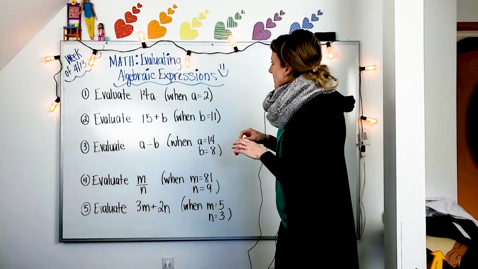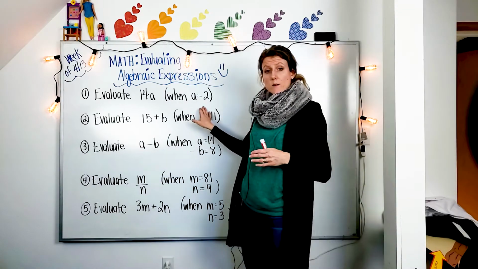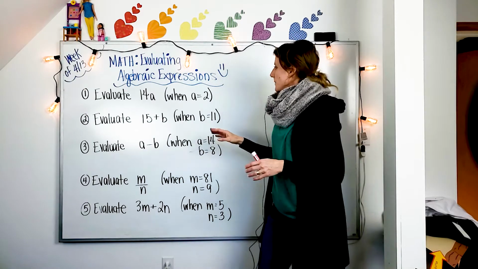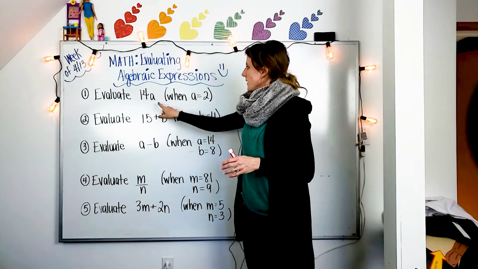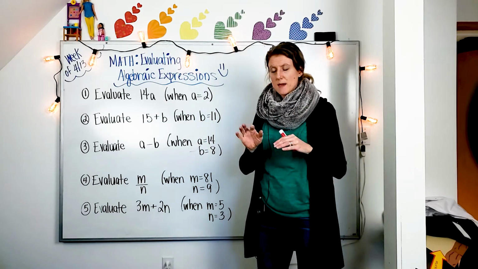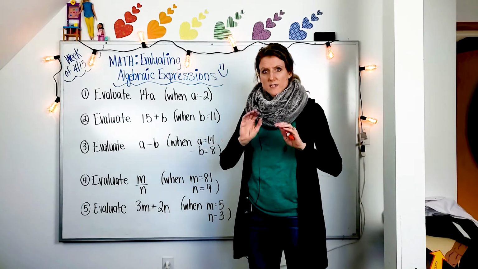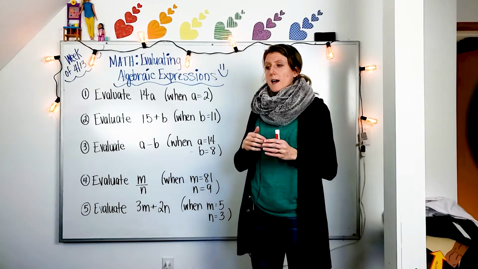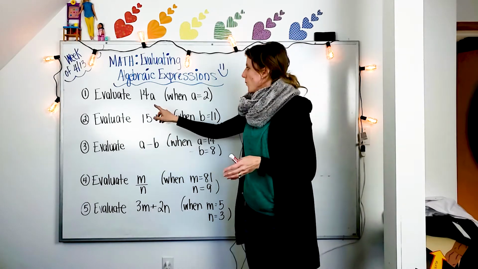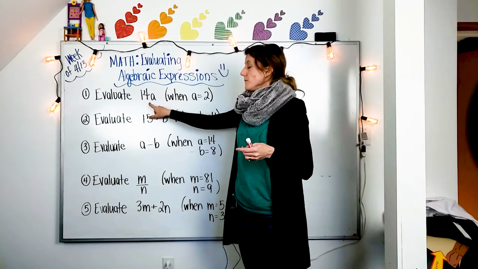All right, so let's look at number 1. It says evaluate 14A when A equals 2. Here's where you just have to be careful, because we can't just plug the 2 in there and call that 142. Remember, and I messaged a lot of you as you were making some errors on the homework, when a number, a coefficient, is next to a letter, a variable, this means to multiply.